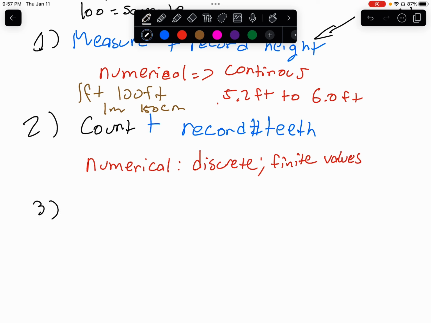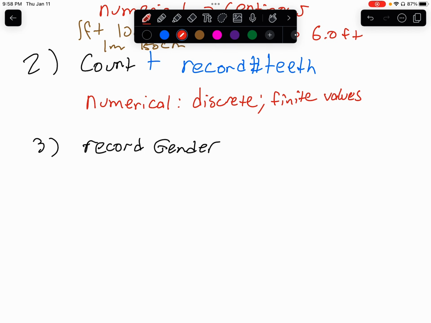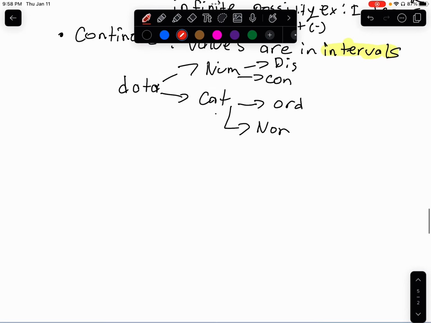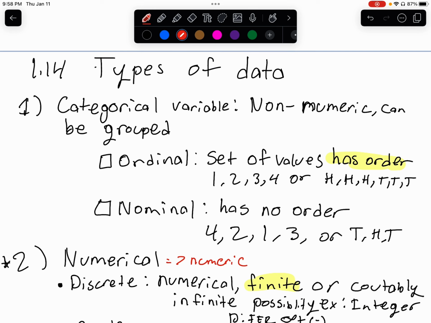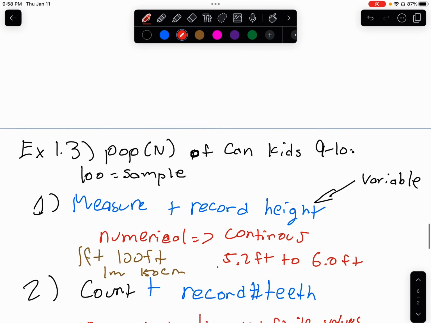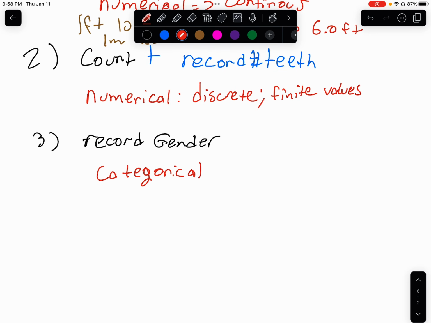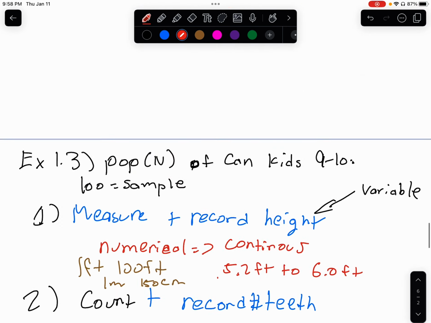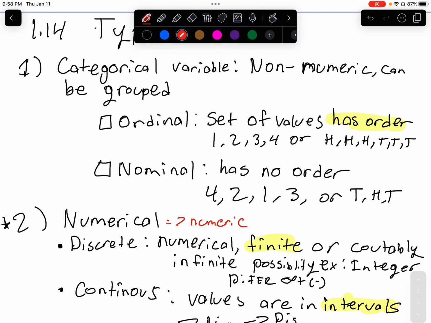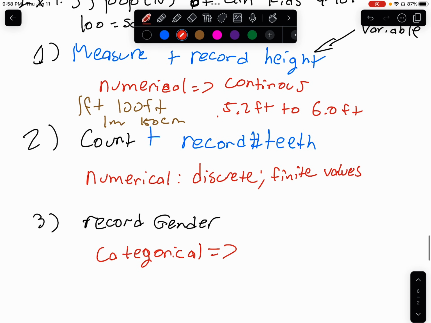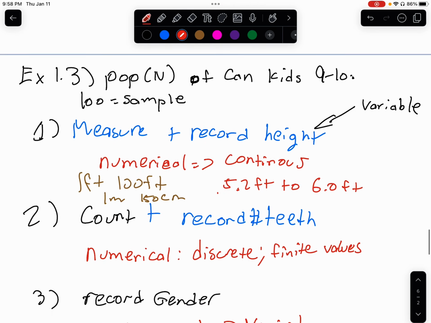So now 3, we're going to record gender. This one is going to be, instead of numerical, categorical. Why? Remember, if we go back to the definition of categorical up here, a non-numeric value that can be grouped, right? So this one, with the definition, if you scroll up again, has no order, so it's going to be nominal. I think I spelled that right. Yes, I did. So no, it doesn't have an order, right?